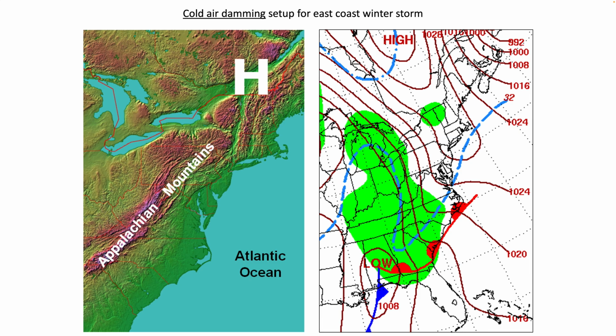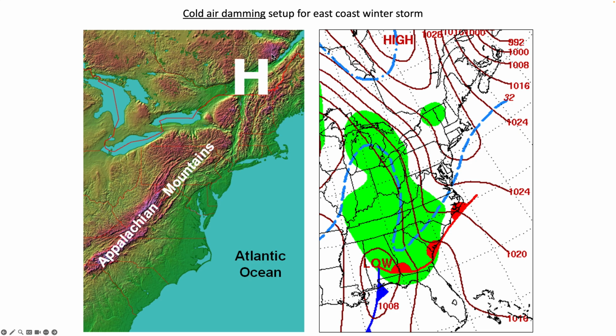If we take a look at terrain on the left-hand map, what we tend to see when we get big storms that form along the East Coast is high pressure that is centered over New England or southern Canada. The clockwise circulation around the high pushes cold air down the East Coast. As this cold air circles around the high, it comes into contact with the Appalachian Mountains. This cold air, which tends to be fairly shallow because of its high density, is not able to cross the mountains.